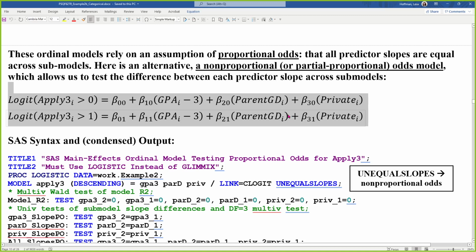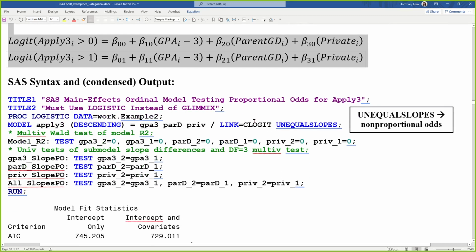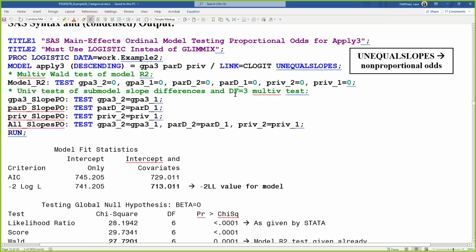Okay, so we're letting each submodel have its own slope. In SAS, it's PROC LOGISTIC to do this. GLIMMIX does not have this capability. LOGISTIC is a built-in procedure that only does categorical data, so it only has a multinomial distribution, but you do have to tell it which link you want, and so it's C-logit for the same as before, cumulative logit. There's an option called UNEQUALSLOPES that you can add that allows you to fit this non-proportional odds model.